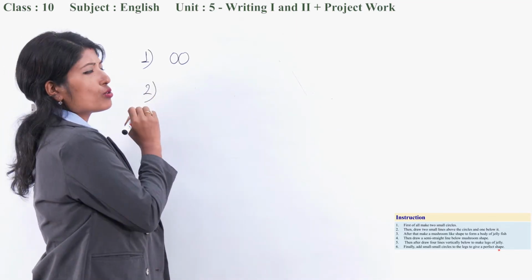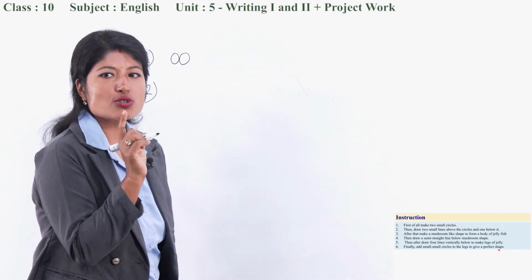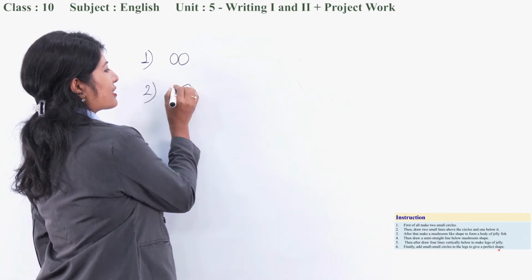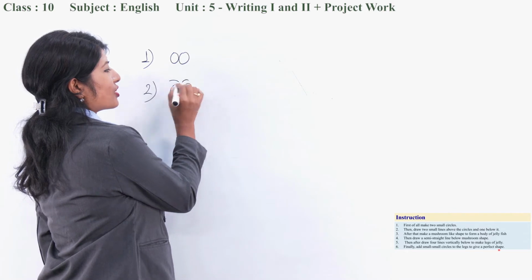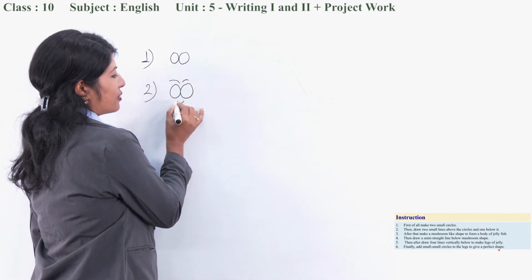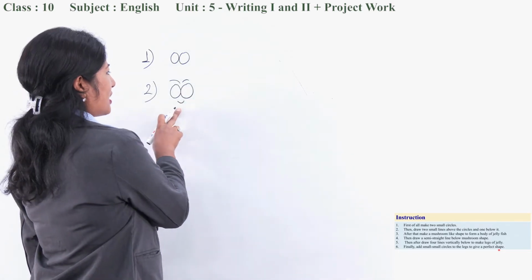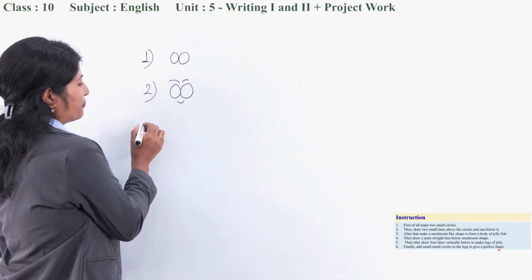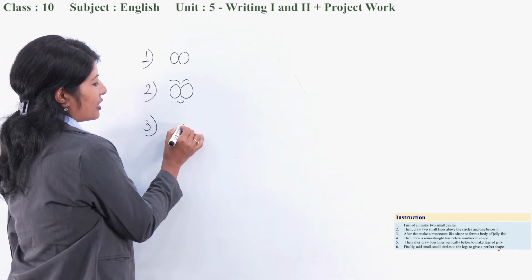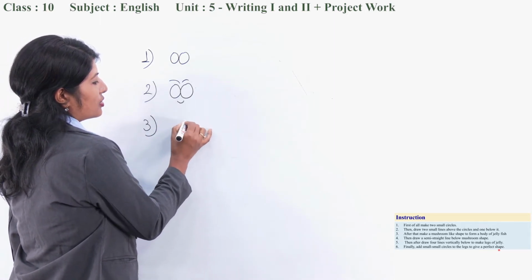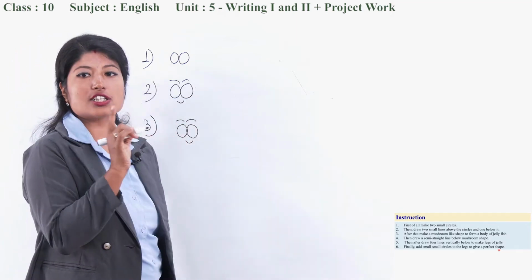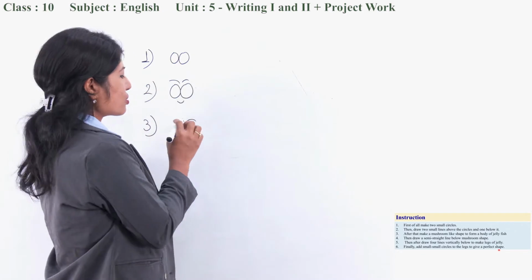Then step 2. What is our step 2? Draw 2 small lines, circles above the circle, right? Then 1 below it. This is second instruction. Third. What is third instruction? This much is already there. 2 circles, 2 lines above, 1 below, already there. Third instruction is make a mushroom-like shape.